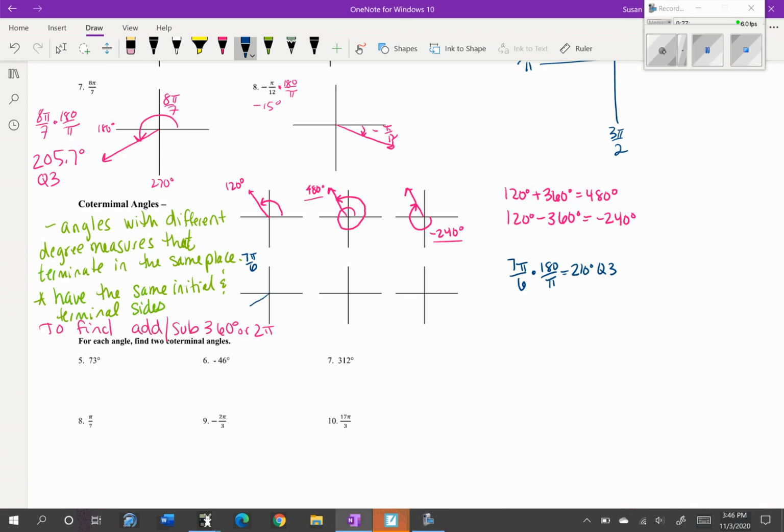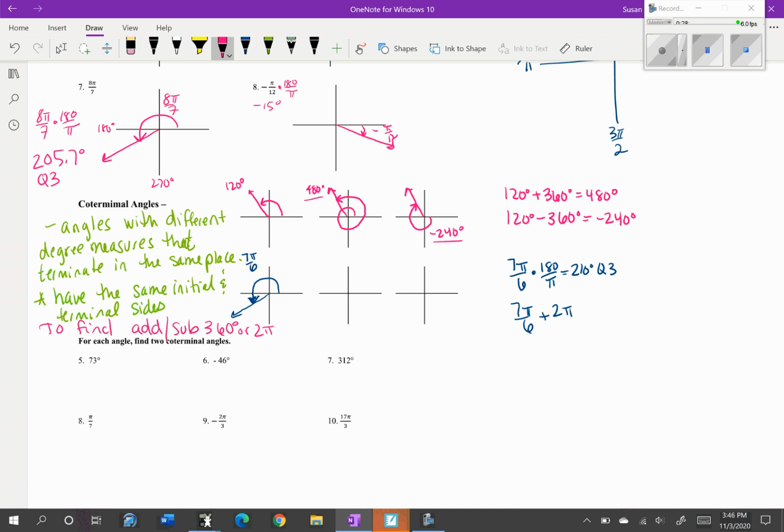So that means my graph would start here and go here. So that's 7 pi over 6, or 210 degrees. If I want to find a positive coterminal measure, I have to go all the way around another 360, or because we're in radians, 2 pi.